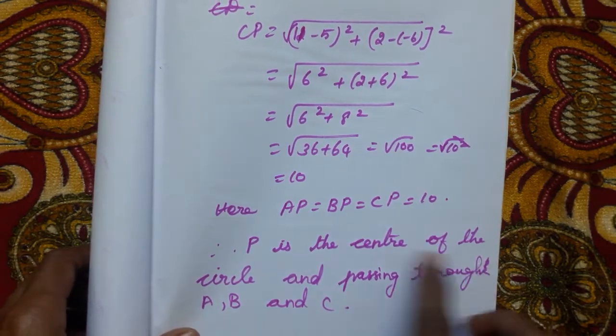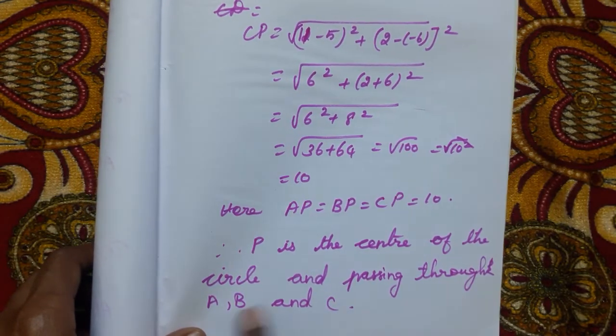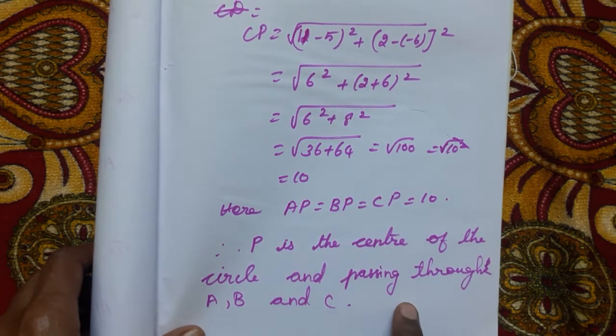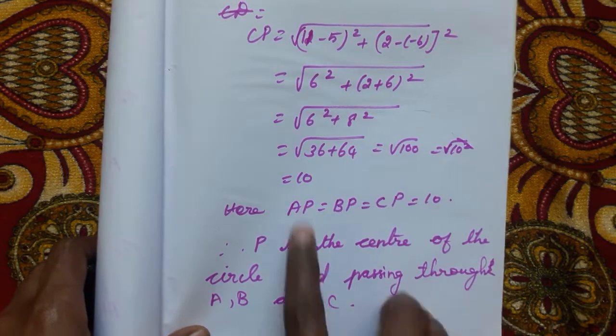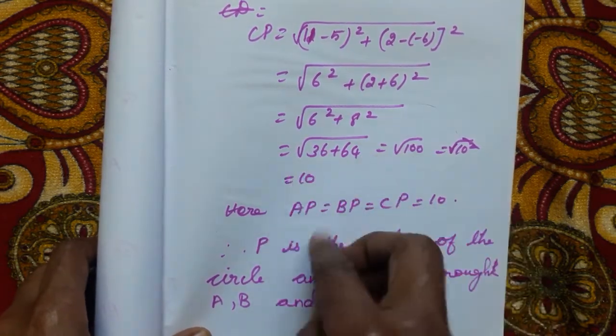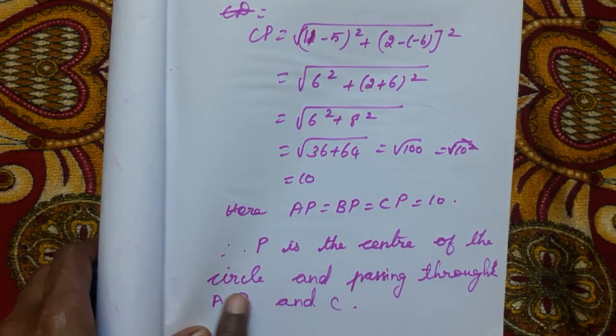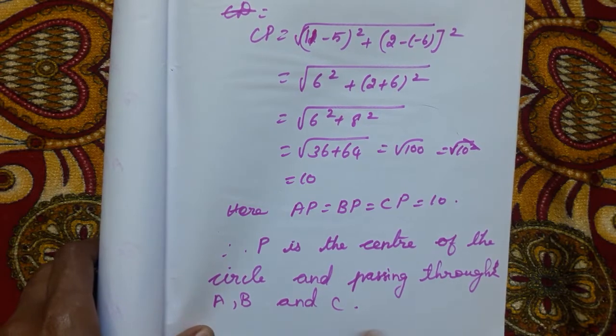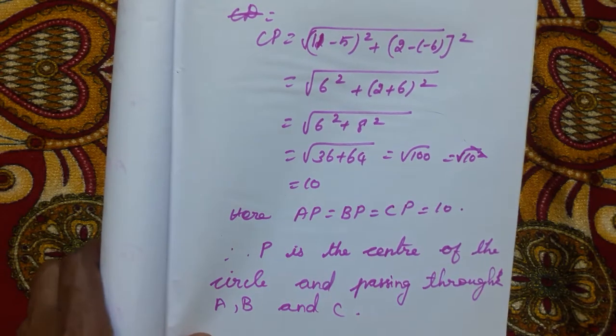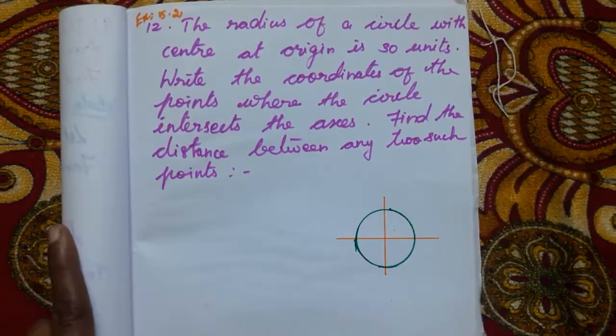Therefore, P is the center of the circle passing through A, B and C. We proved that P is the center of the circle and that it is passing through the points A, B and C. We have proved that. Okay.